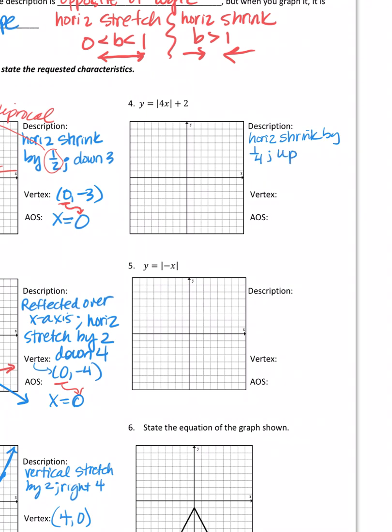And then what is a 2 doing? Well, that's going to move my vertex up 2 units. So my vertex is going up 2. That means it's at 0, 2. Therefore, my axis of symmetry is x equals 0. Now let's apply that 4 slope in there. 1, 2, 3, 4. Not too many more points we can add in this, but you can see here's what's going on.